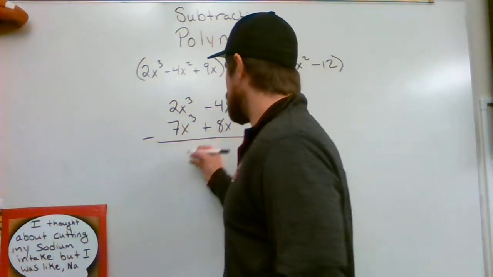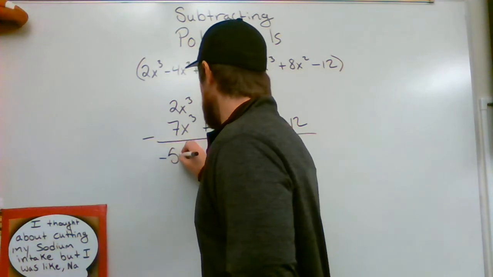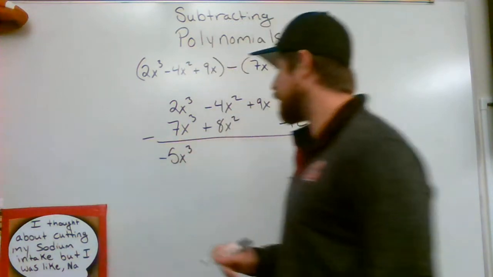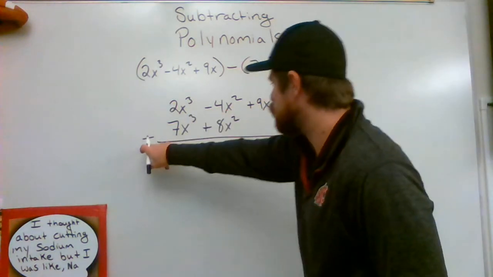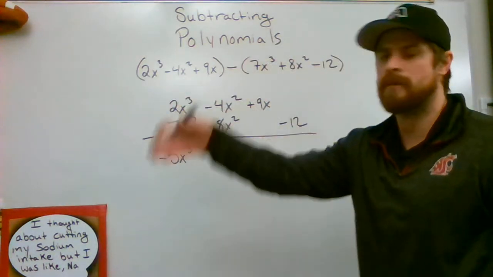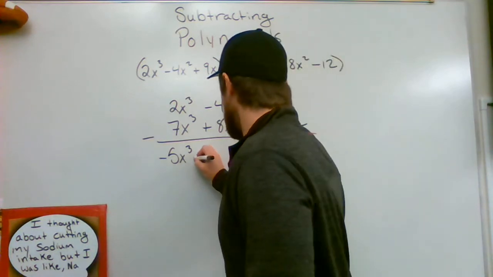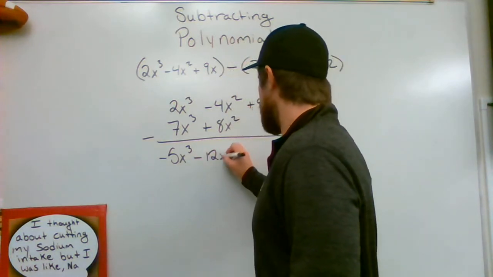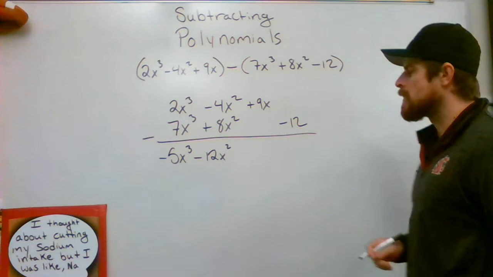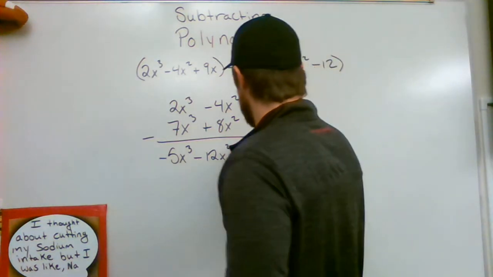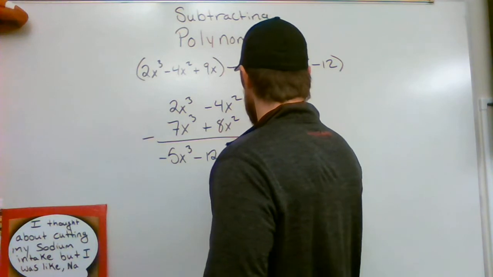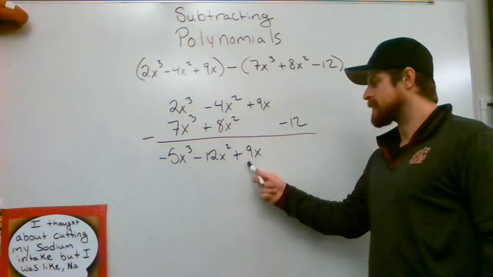2 minus 7 is going to give me a negative 5x to the third power. Now I need to take negative 4, and I'm subtracting 8. I'm going further back into the negatives. It takes me all the way back to negative 12x squared. I have nothing to combine with this 9x, so I'm going to say plus 9x. It stays exactly the same.